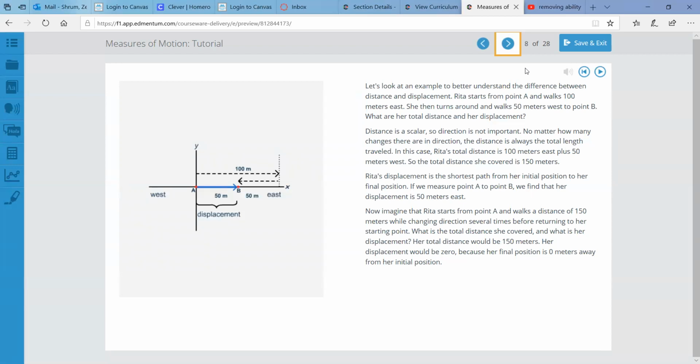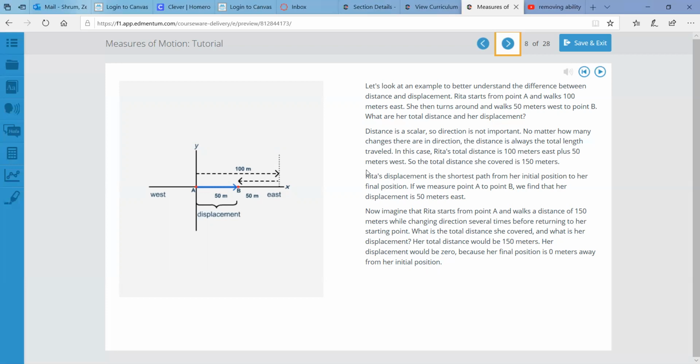So let's look at an example to better understand the difference here. So we have Rita. She's starting at point A, right here. And she walks 100 meters east. So we're going this way. So that's here, 100 meters. Then she turns around and walks 50 meters back toward where she started. So what are her total distance and displacement?